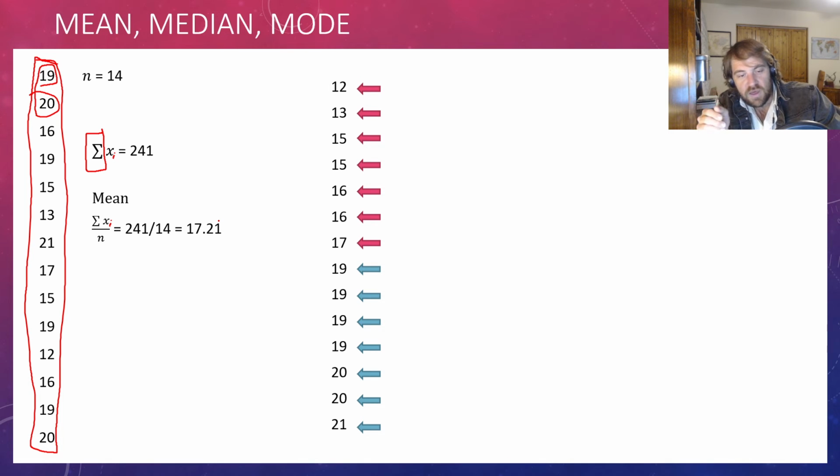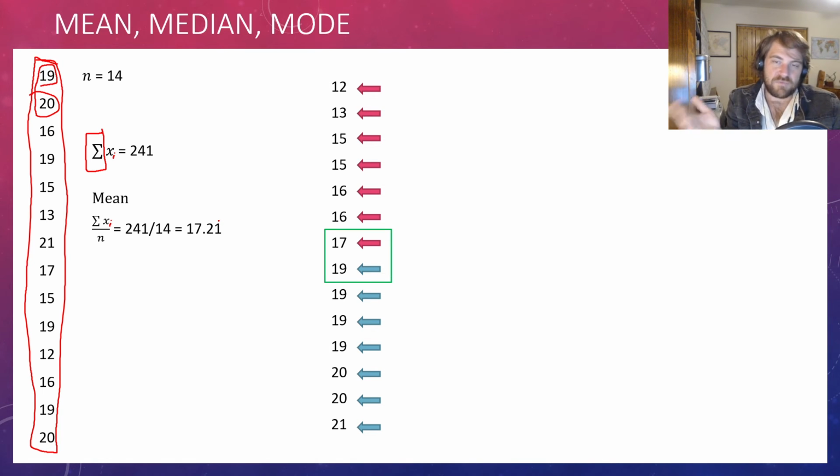Well, we have a problem, right? We ended with 17 and 19. We counted 7 from one end, we counted 7 from the other, and now we have a 17 and 19. We don't know what the middle number is because there's 2 of them. Well, that's not true. This happens when you have an even numbered data set. All you do is take the average of those 2 numbers, and that's your median. And so the average of 17 and 19 is 18. And so 18 is our median. No issue. It's all cool.